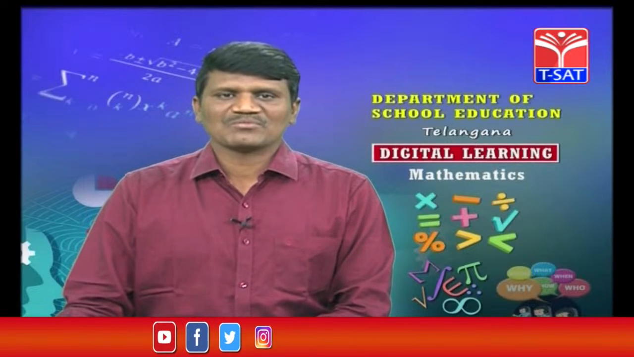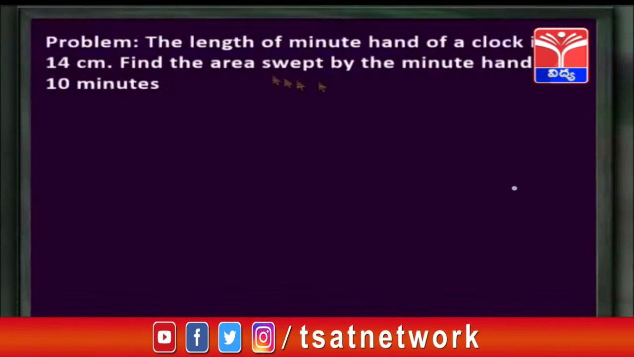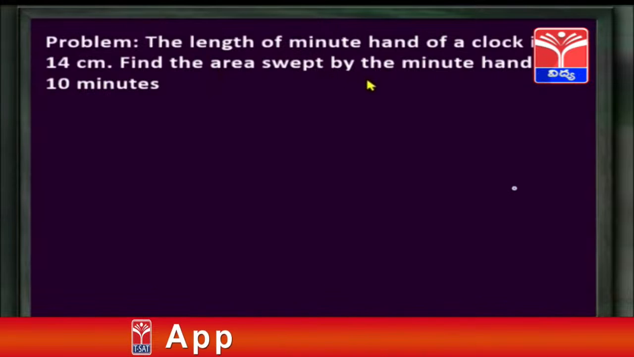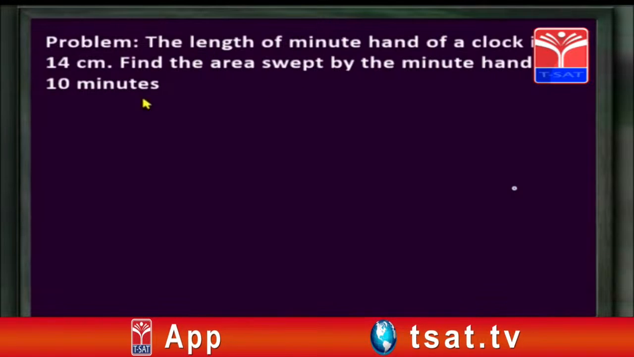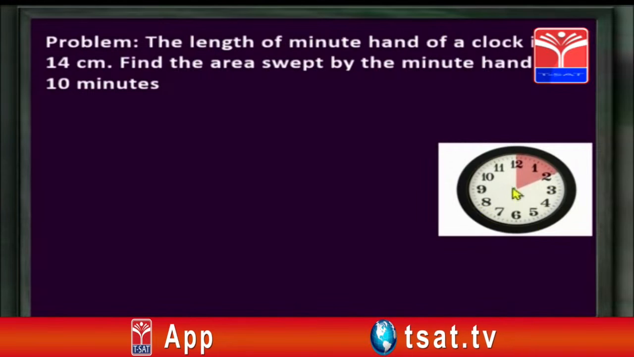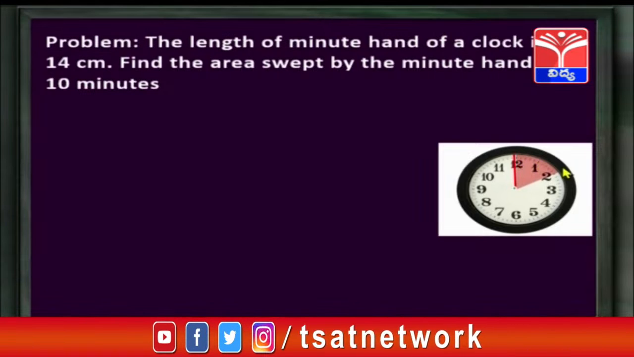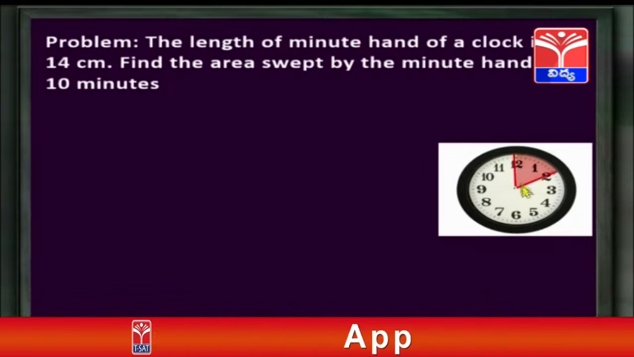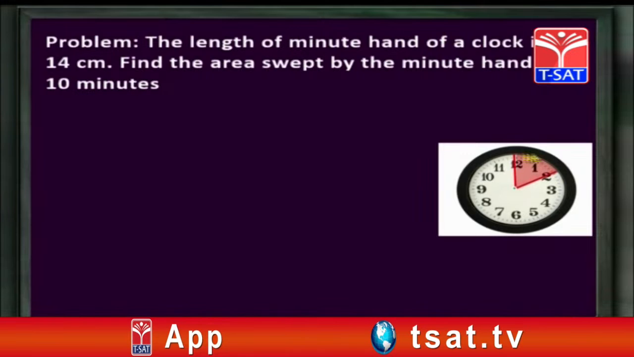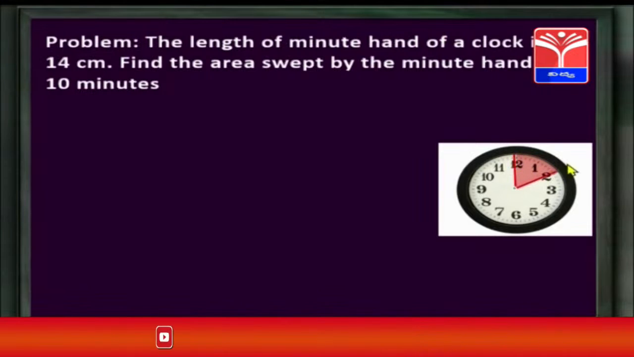Now let us see the second problem. The length of the minute hand of a clock is 14 centimeter. Find the area swept by the minute hand in 10 minutes. That means this is a clock and this is a minute hand, which started from here and came till 10 minutes. So what is the angle between these two? And if you observe, this is a sector, right? So to find the area swept by the minute hand is nothing but the area of a sector, and the radius is nothing but the length of the minute hand.